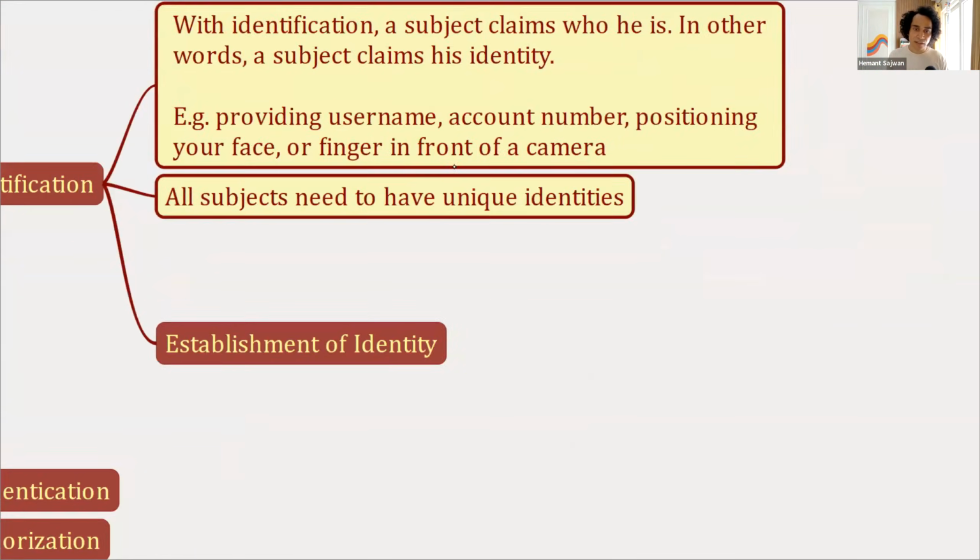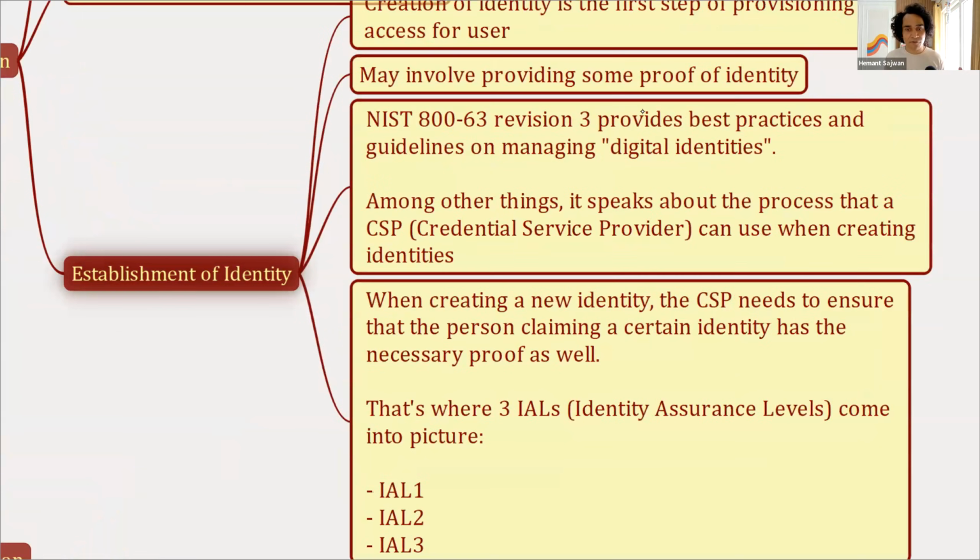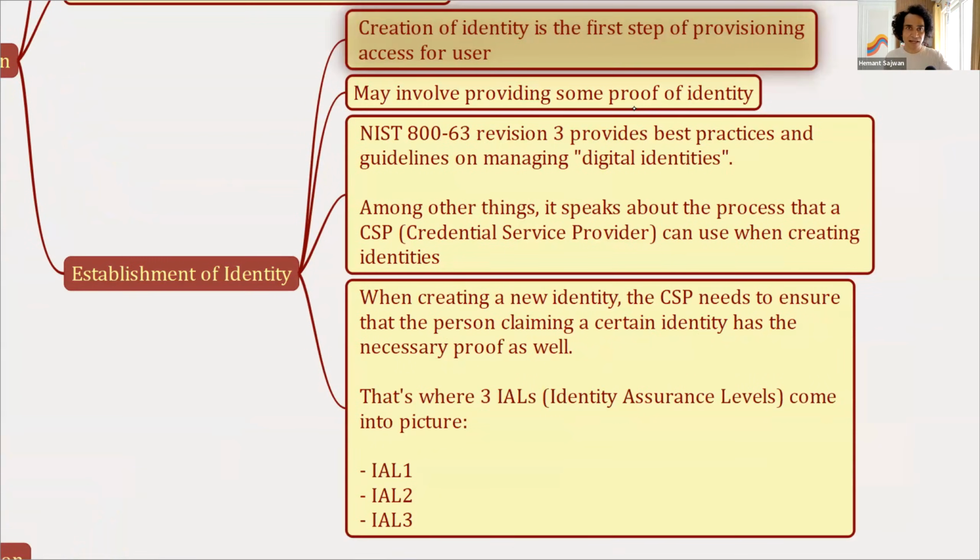So here it says creation of identity is the very first step of provisioning access for a user, because before you can give access to something for any user, you have to first of all create their identity in the system. That is the very first step, provisioning of the access or creation of the identity. And it may involve providing some proof of identity. It may not always, but in certain cases, you have to provide some proof of your identity as well.